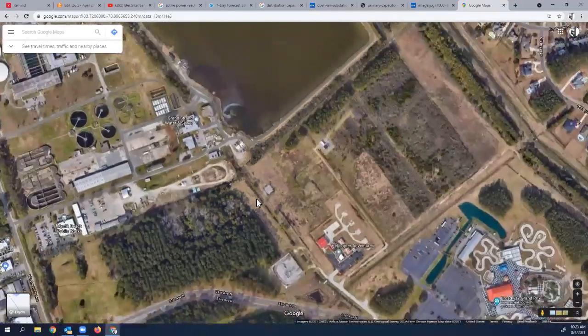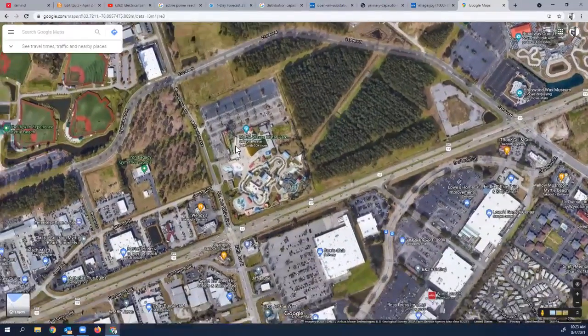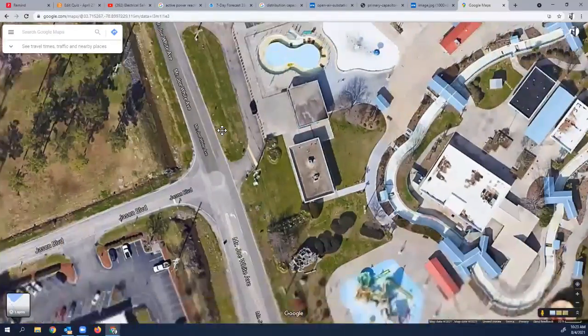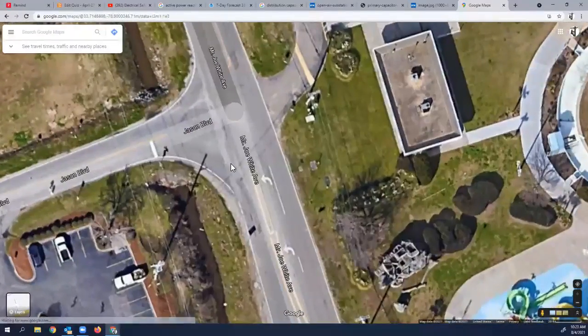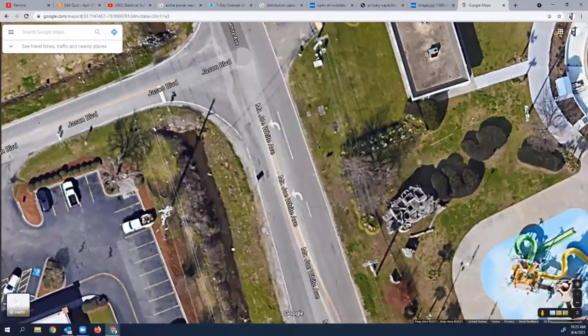Let's zoom out here. I know where another capacitor bank location is. You're real close. This is actually on a 34 kV circuit. Drag my man over here.